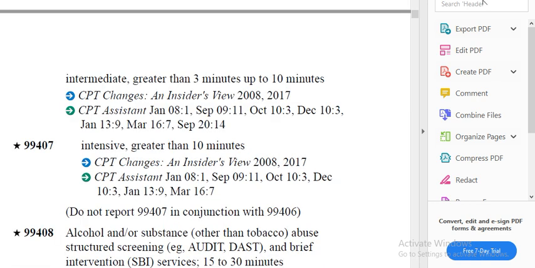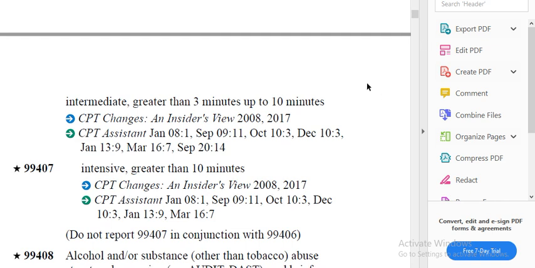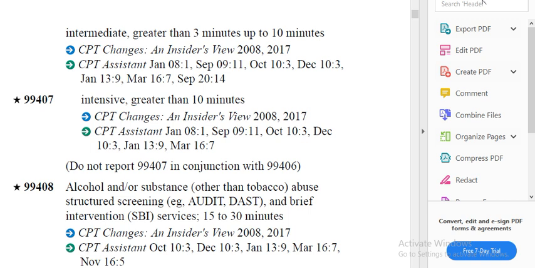One more code is 99407. This is smoking cessation, intensive, greater than 10 minutes. So if the patient takes more time to understand the problems with smoking, it may take more than 10 minutes also. At that time, we need to code 99407. We have one guideline: do not report 99407 in conjunction with 99406. So what does it mean? We can't code the less than 10 minutes code together with the greater than 10 minutes code.